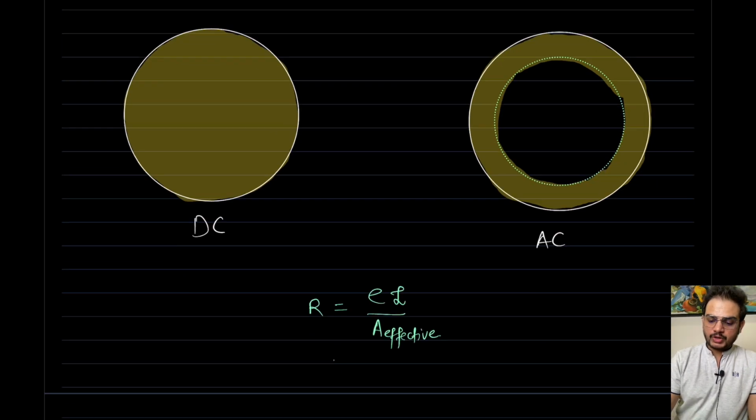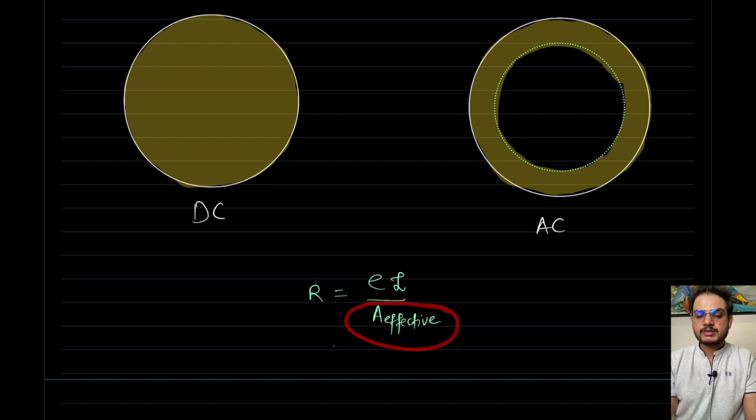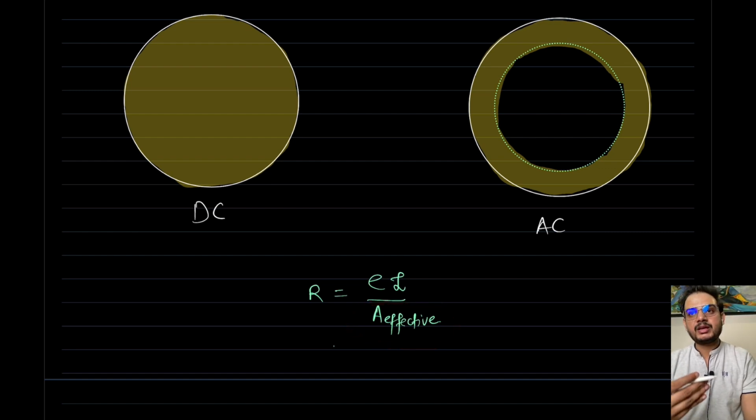So we know that resistance is equal to rho L by effective area, where rho is the resistivity of the material, which depends on the material of the conductor. L represents the length of the conductor, and A is the effective area. Why am I saying effective area? Effective area is that area of the conductor through which my current is flowing.